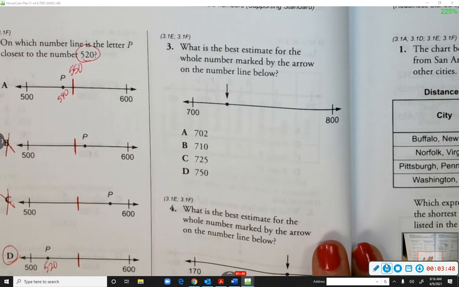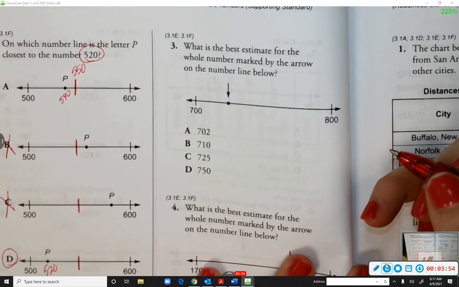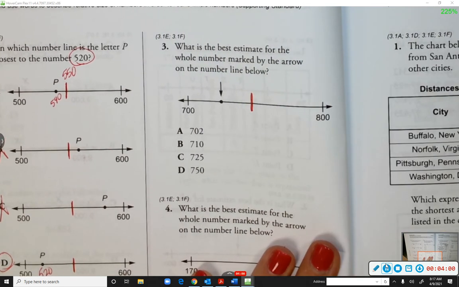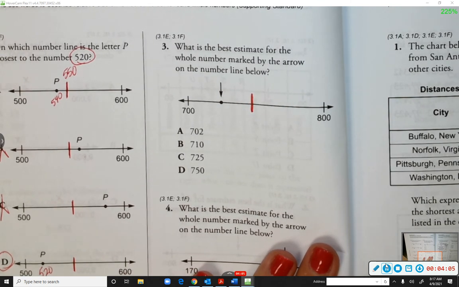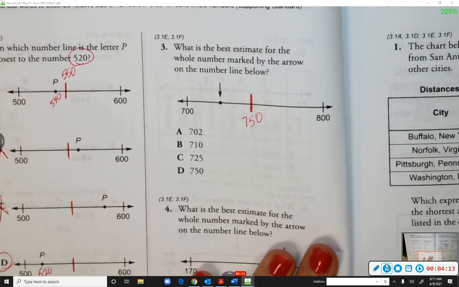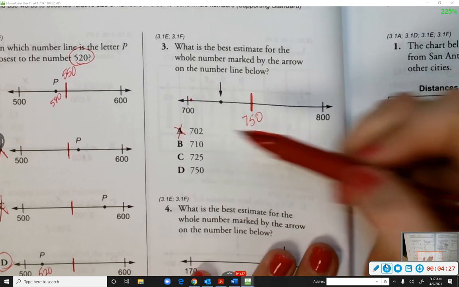Okay, number 3, what is the best estimate for the whole number marked by the arrow on the number line? Okay, again, I want you to find the middle. So what's in the middle of 700 and 800? Javea? Okay, so you should have that labeled 750. So is there any answers I can eliminate already? Kaylee? A. Okay, A would not be a good one because 702 would be really, really close to 700, right?